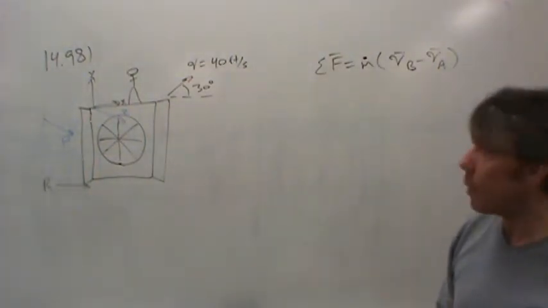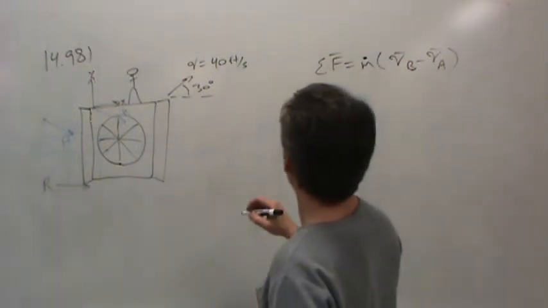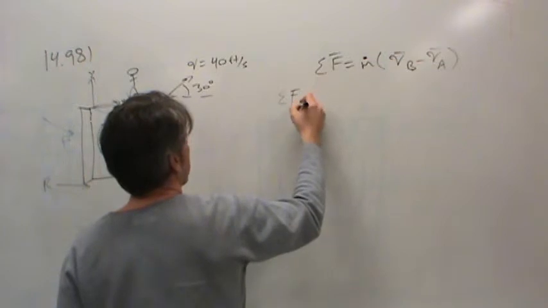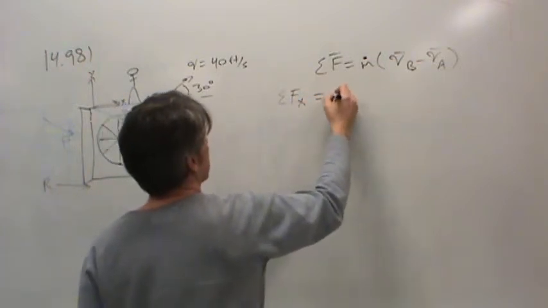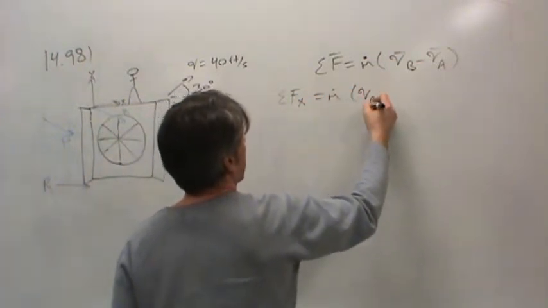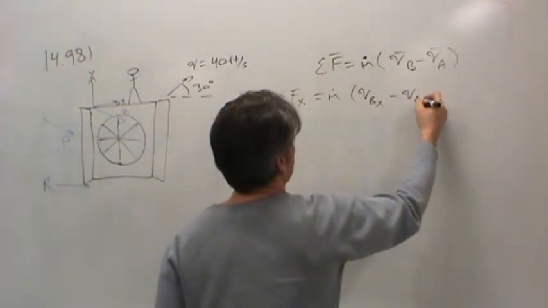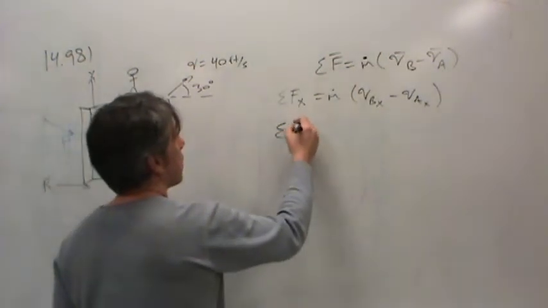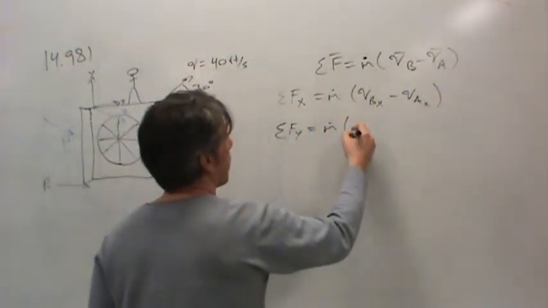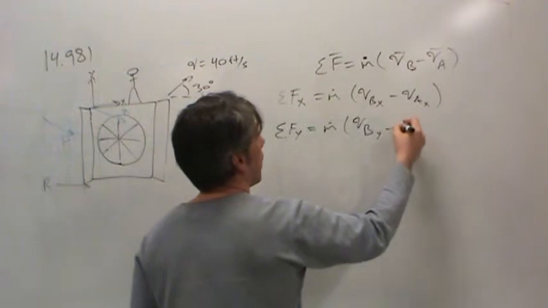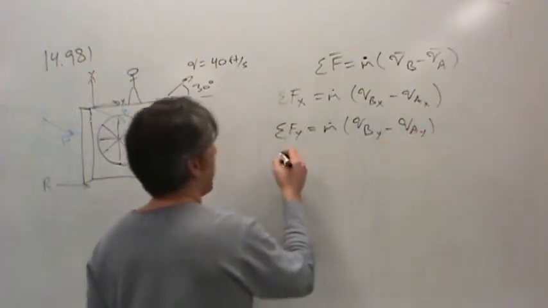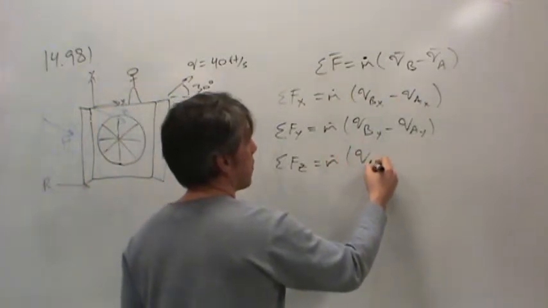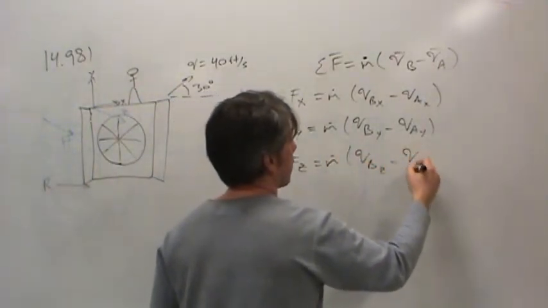Now, let's see. Really, we have three equations. Sum of force in the x direction equals mass flow rate times the velocity at the exit in the x direction less the velocity at the entrance in the x direction. We also have some forces in the y direction equal to mass flow rate times VBY less VAY, and some forces in the z direction equal to mass flow rate times VBZ less VAZ.